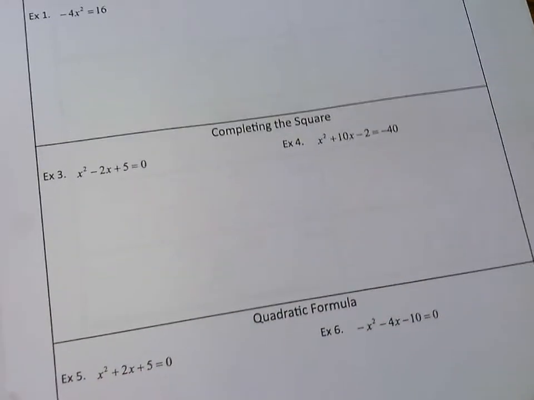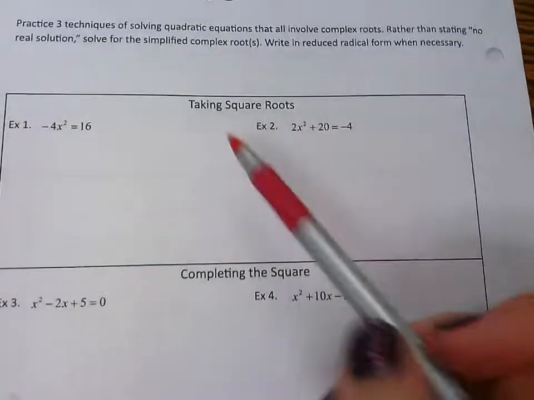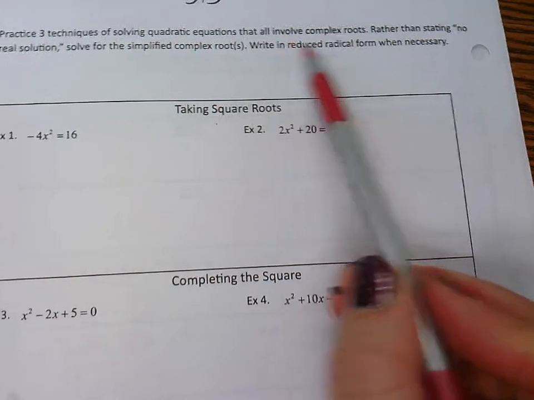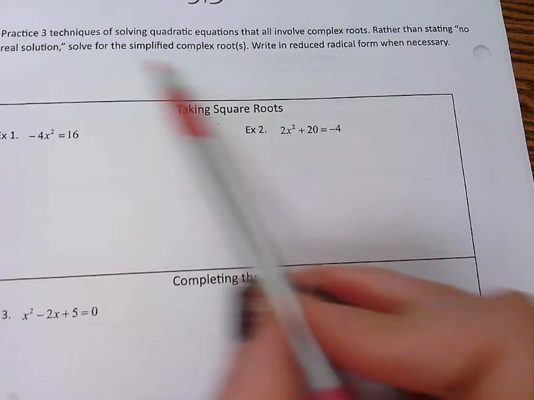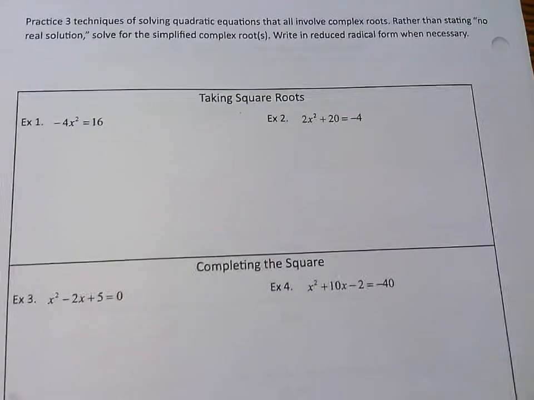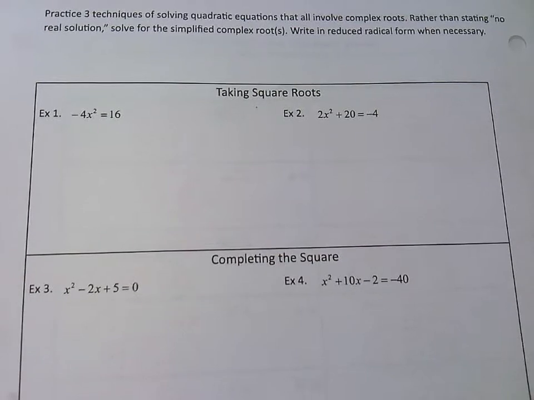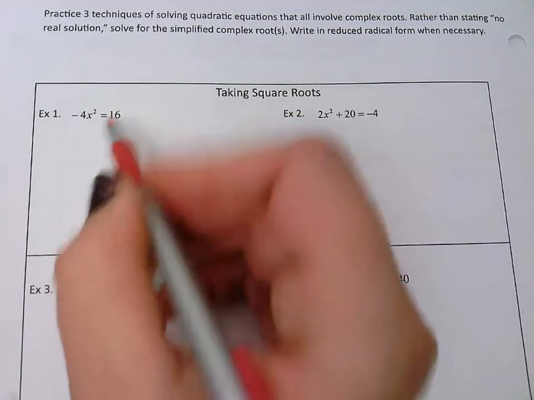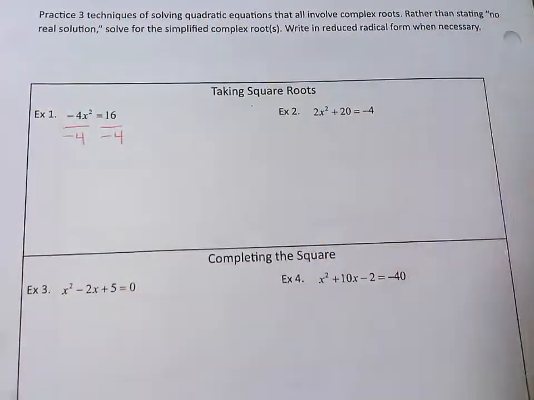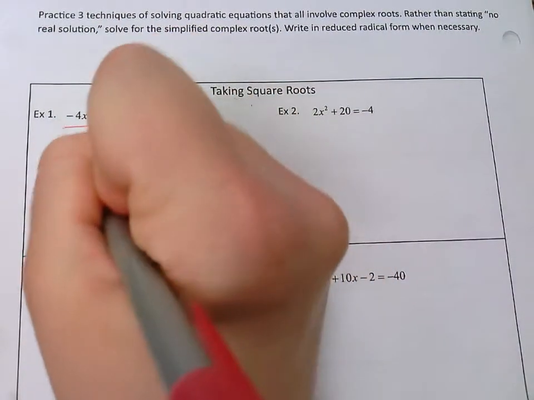All right, so now we're going to practice our 3 techniques of solving quadratics. And instead of saying no real solution, we're going to actually solve for the complex roots. These are the 3 strategies that we talked about during virtual module, other than just factoring. The first strategy, taking square roots: your first step is to get x squared by itself. So in this problem, I would first have to divide both sides by -4.